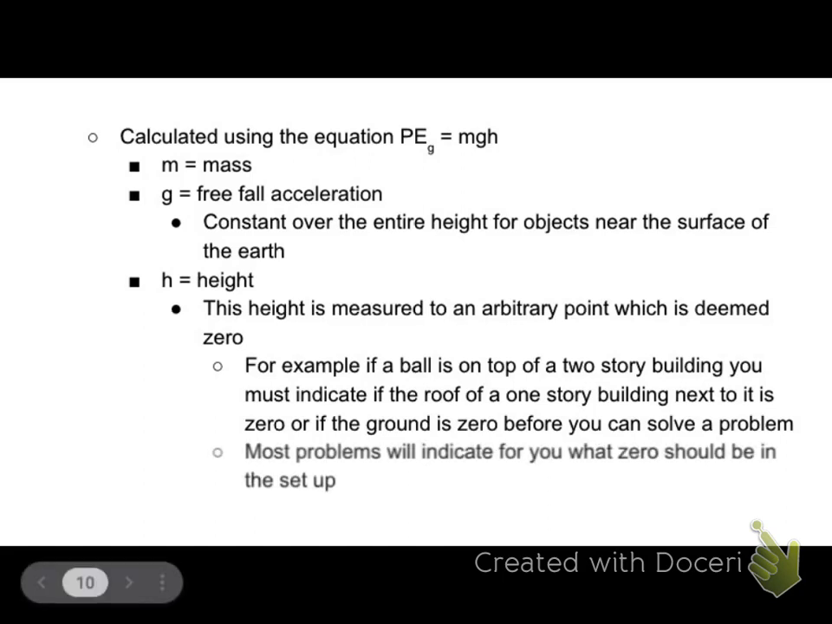The fortunate thing is that most problems are going to give you some sort of indication as to what you should be setting your 0 point as. So when you get an example problem or a homework problem, it should tell you, or it should be obvious, what you should be setting as your 0 point and how you should be measuring your height.